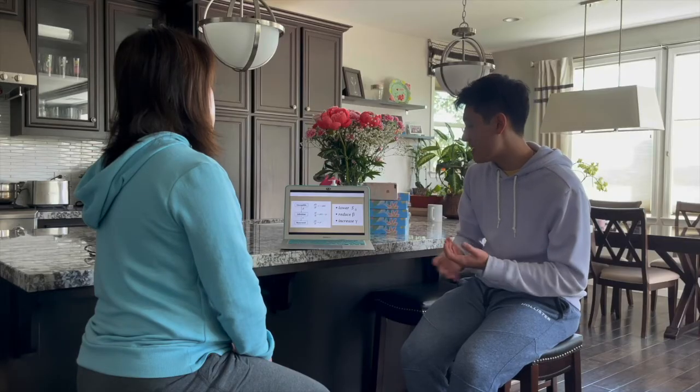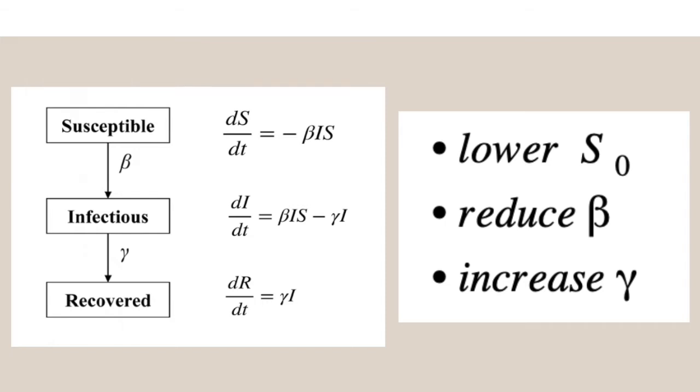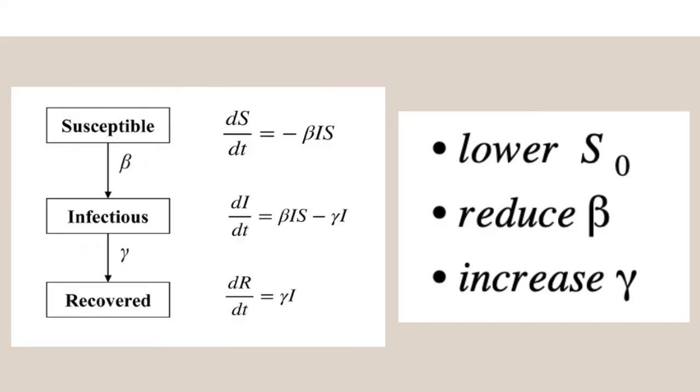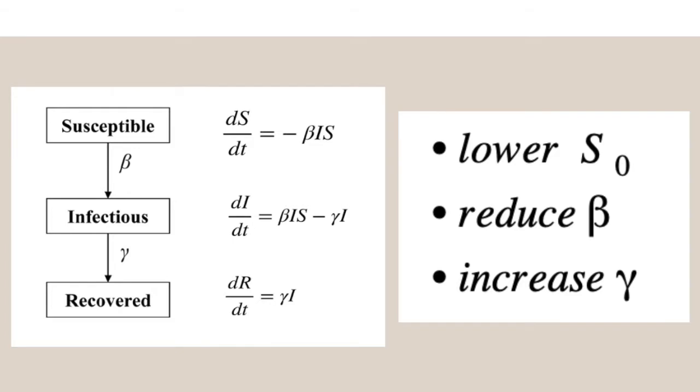Ways to mitigate mathematically. First is lowering S sub 0. This is just referring to the initial susceptible population, which in general is everyone. The way you lower the number of susceptible is, get vaccinated. As well, we're going to reduce beta. Wear a mask, practice good hygiene, wash your hands, social distancing. Exactly. And then there's increasing gamma. Have good medical treatment.